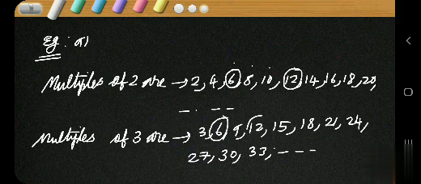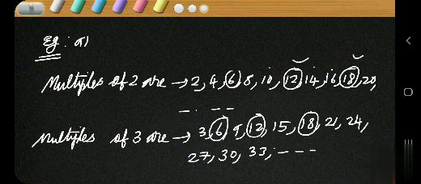Yes, 12 is here and here. 14 is here, not here. 16, no. 18, 18 is above and down. Then 20, no, etc. So, which are the common multiples of 2 and 3? Therefore, yes, 6, 12, 18, etc. are common multiples of 2 and 3, isn't it?